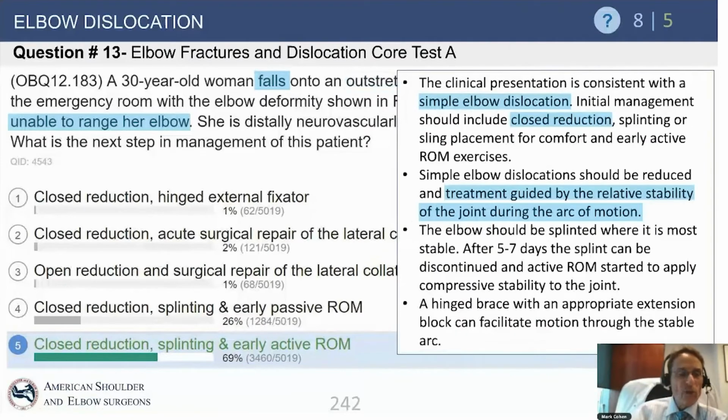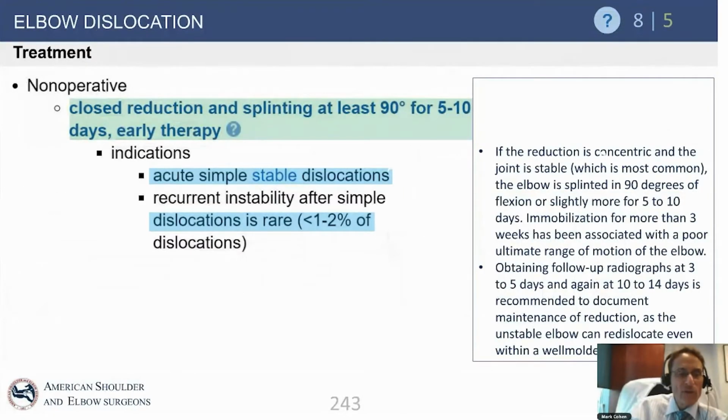And how do you reduce the elbow? There's a variety of reduction maneuvers. They all involve reducing the medial to lateral translation, meaning bringing the forearm back toward the humerus from the lateral side, and then pulling the olecranon around the humerus. It's not really that difficult.